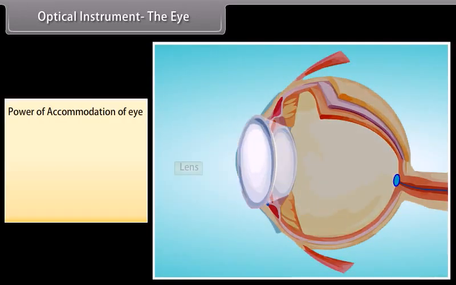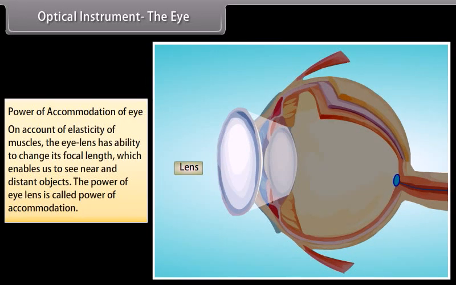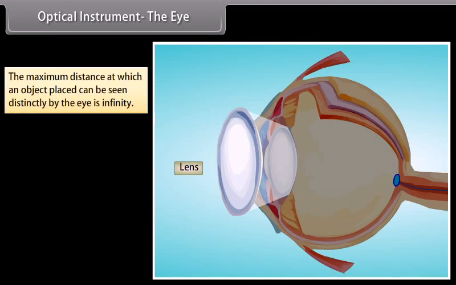Power of accommodation of the eye. On account of the elasticity of muscles, the eye lens has the ability to change its focal length, which enables us to see near and distant objects. This ability of the eye lens is called the power of accommodation. The maximum distance at which an object can be seen distinctly by the eye is infinity.